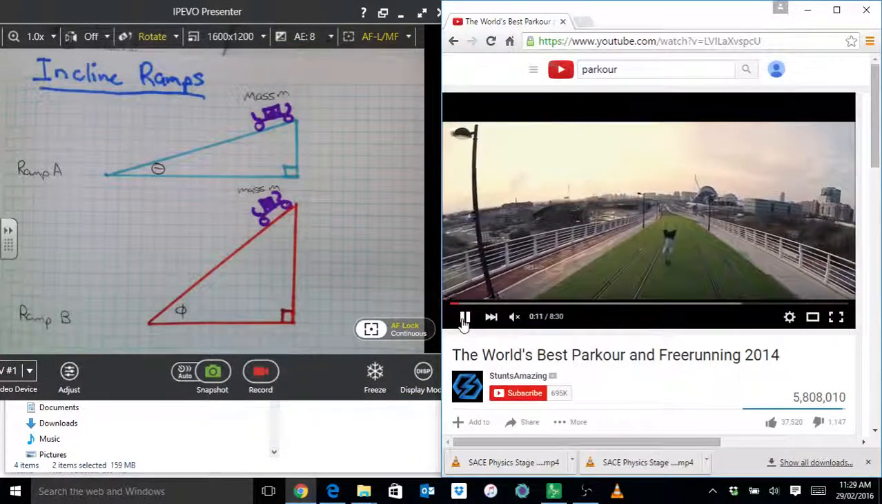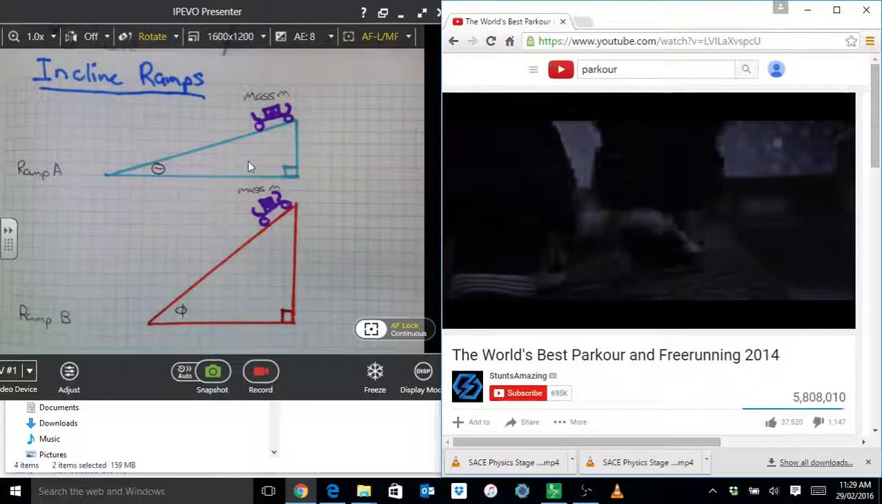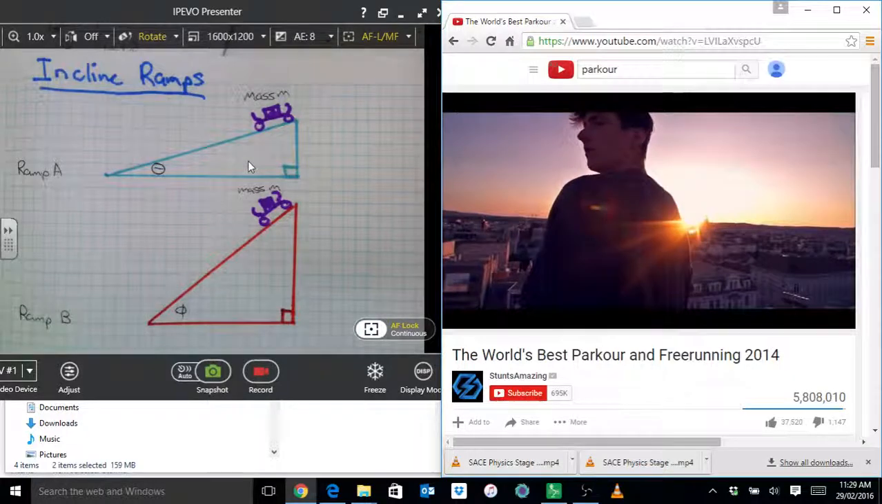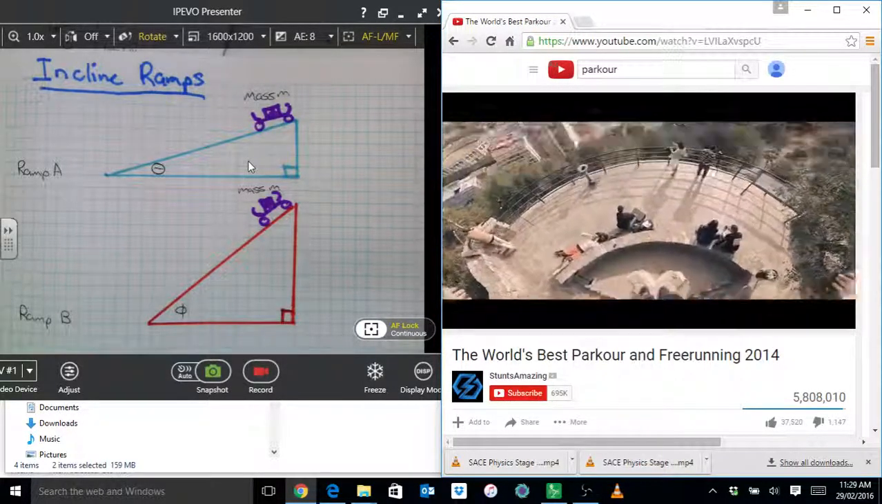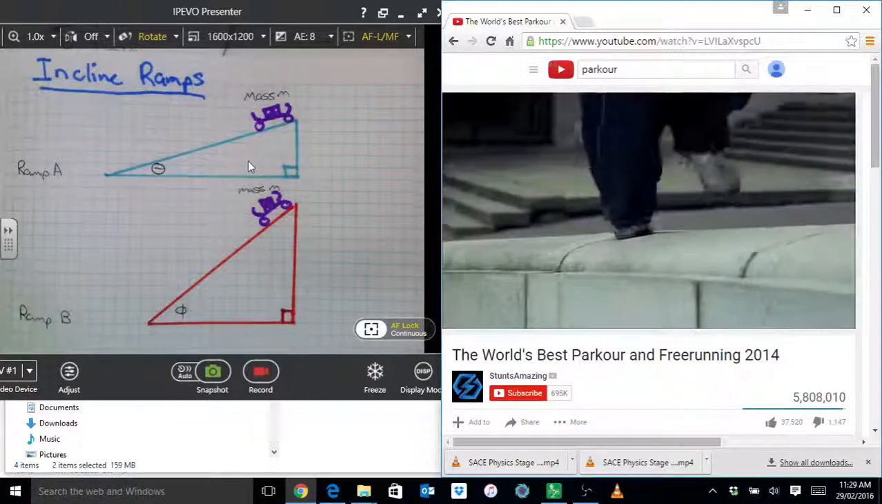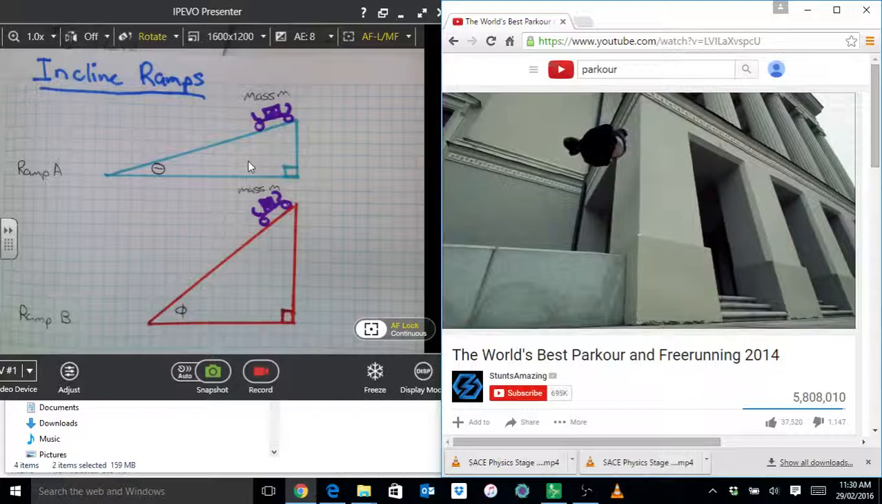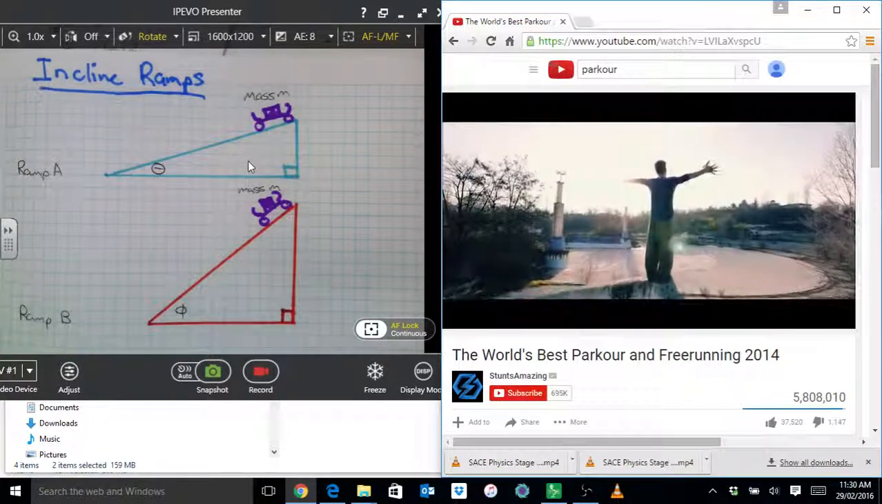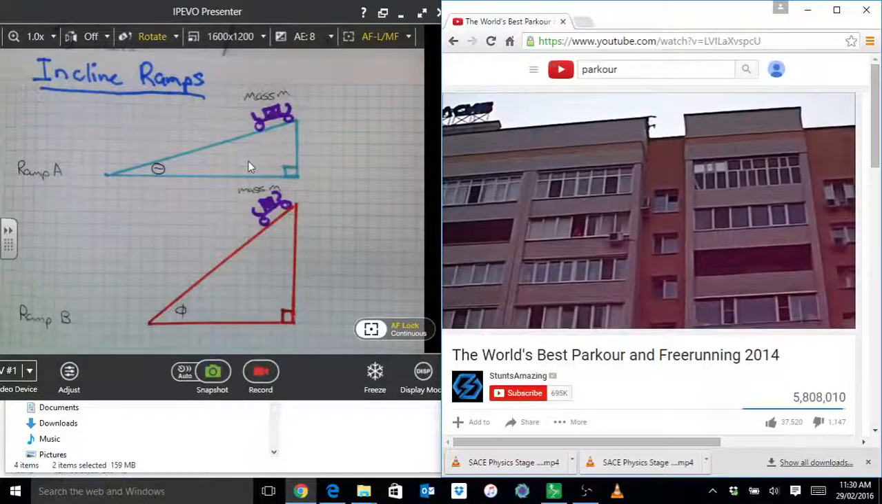Hey guys, I wanted to go through and do a bit of work on incline ramps. This is something the year 10s are doing a practical on, but I'm going to demonstrate some component vectors, which is what the year 11s are doing, and if the year 12s are watching this, well, it's just a bit of revision for you guys. Okay, so we go through a couple of things to start off with.